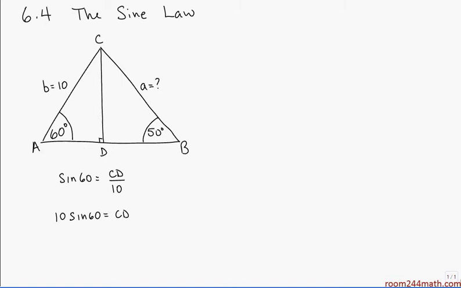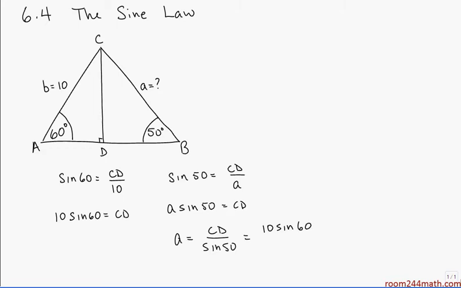So once again, we can use sine. We can say sine of 50 degrees is equal to the opposite, which in this case is CD over a. And we know what CD is. a is what we're looking for, so we've got to do a little extra work to solve for a here. We can multiply both sides by a. So a sine 50 is equal to CD, and then divide both sides by sine 50, and we get a equal to CD over sine 50. And what is CD? Well, it's 10 sine 60, or you could punch it into the calculator first. But it's nice to leave it as 10 sine 60 over sine 50.